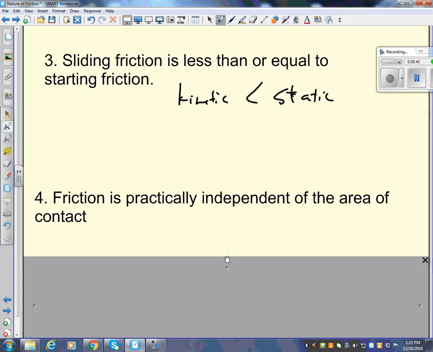The amount of friction would be exactly the same as if it was up on end like this. Same amount of friction. The amount of area of contact doesn't matter. It's only the force down. So again, friction is practically independent of the area of contact.